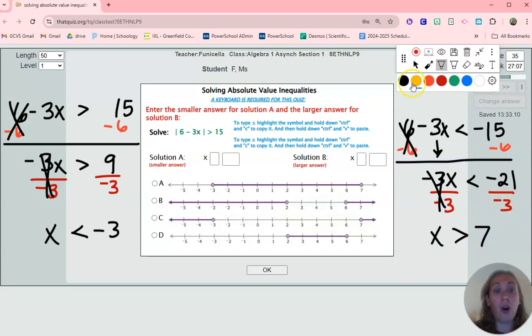So we're looking for open circles on negative 3 and 7. And it's less than negative 3 and greater than 7. So we're looking at our OR option, which is C. So we have less than negative 3 for the first one, and greater than 7 for the second one. Beautiful. And you can hit OK when you're ready.